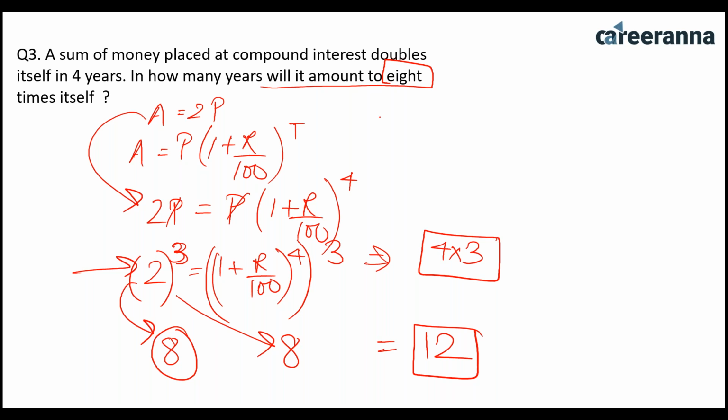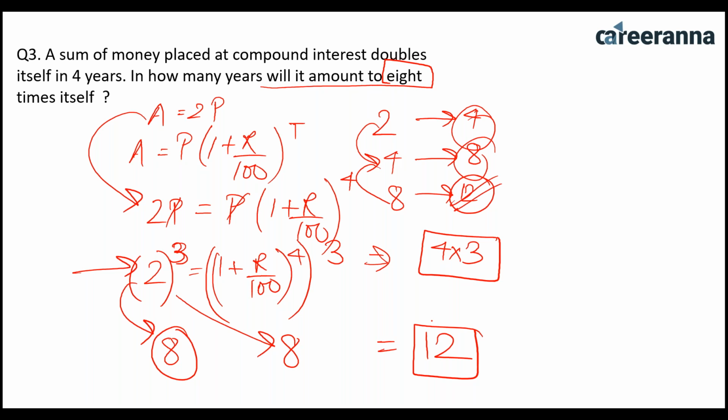Or in other words, you can say it gets doubled in 4 years, right? It will double again, that means 4 times in 8 years. It will double again, so 8 times in 12 years. This is the logical way. This is the conventional way. Okay. If you may not be able to understand this value, go with this thing.